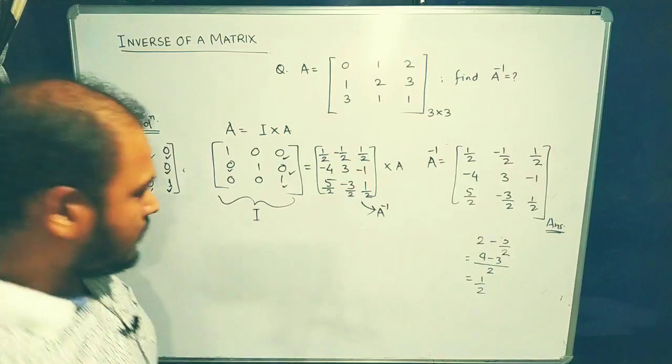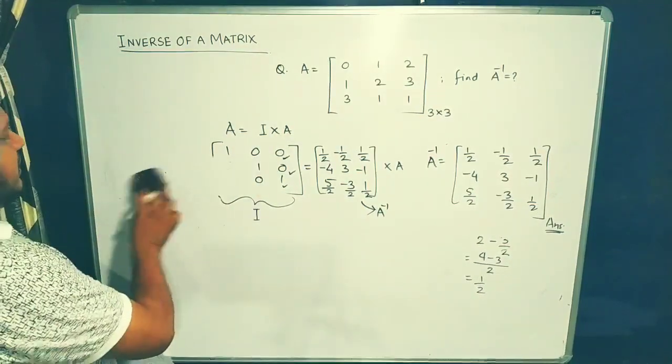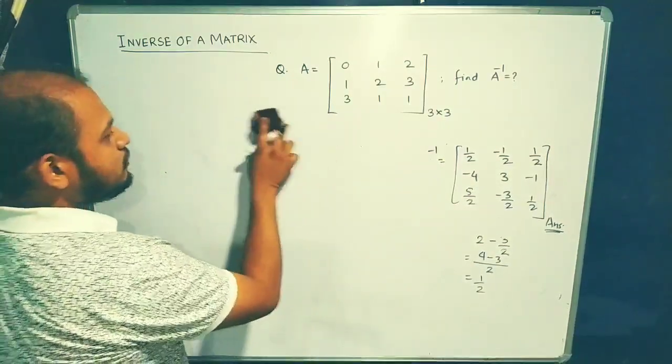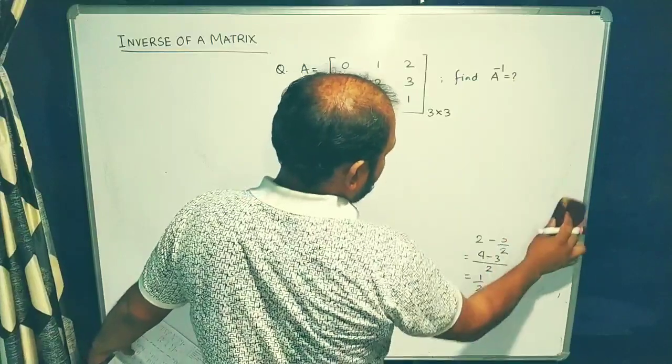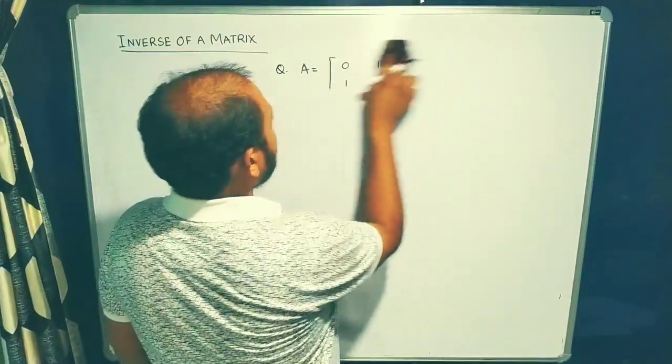Okay, now it must be clear to you how to find inverse of a matrix using row operations. The same thing you can do with column operations as well. There is no harm in it. So try to use column operations as well.